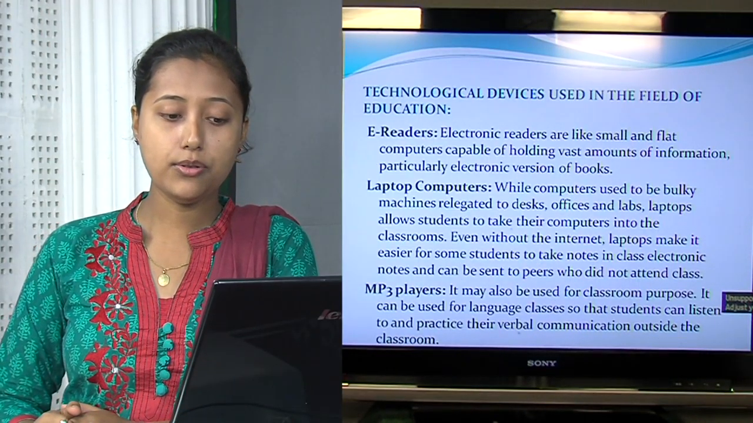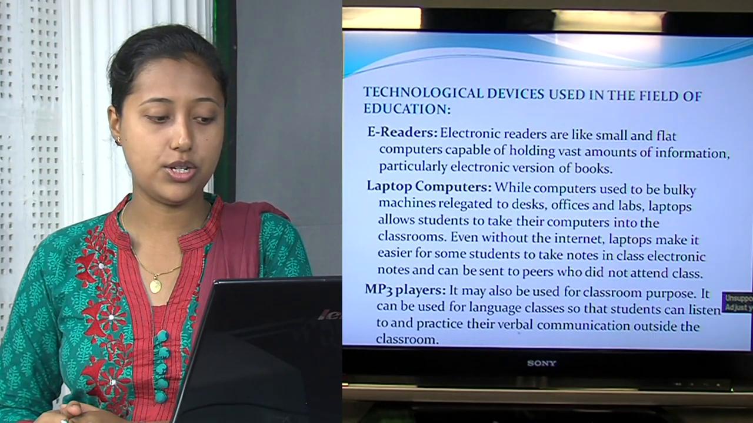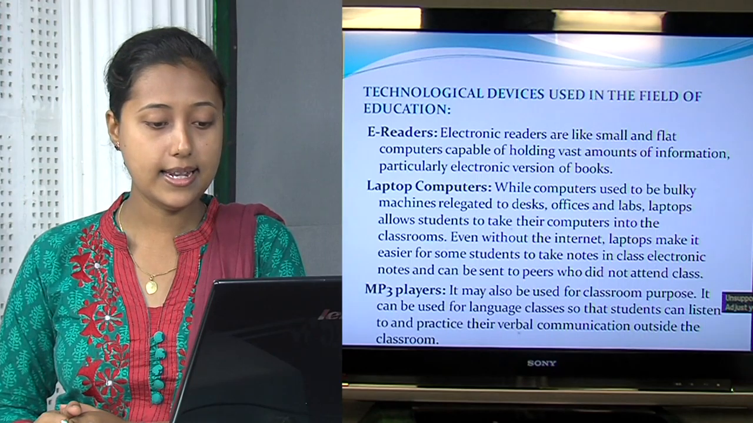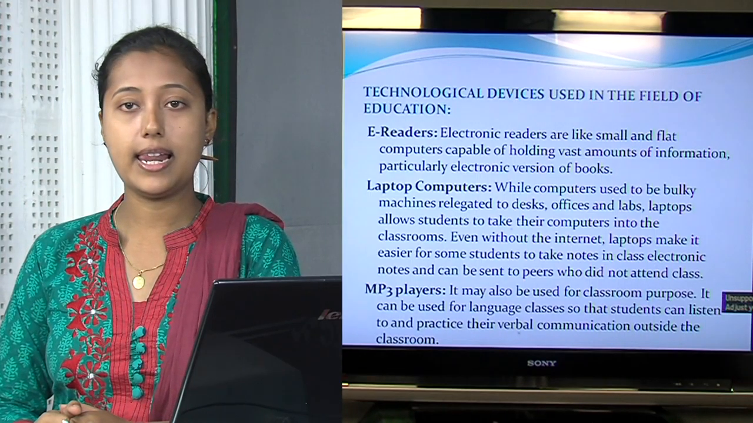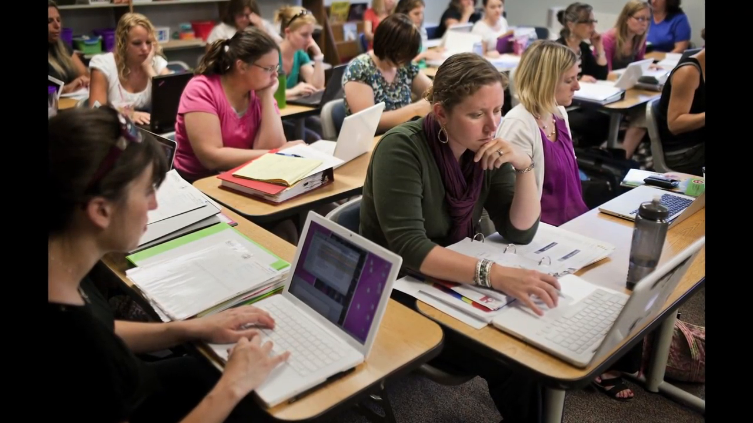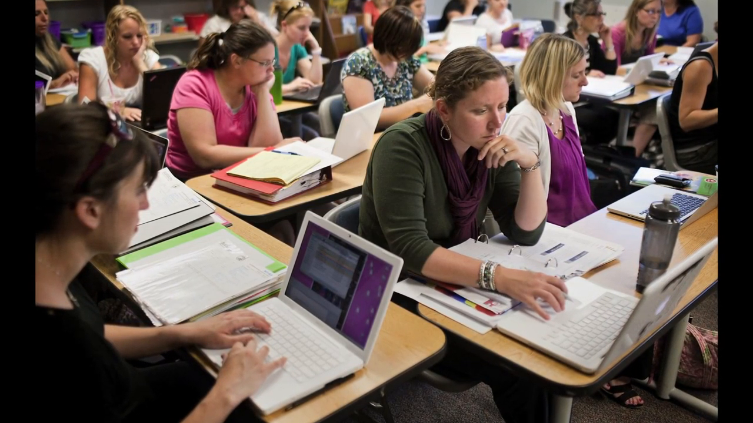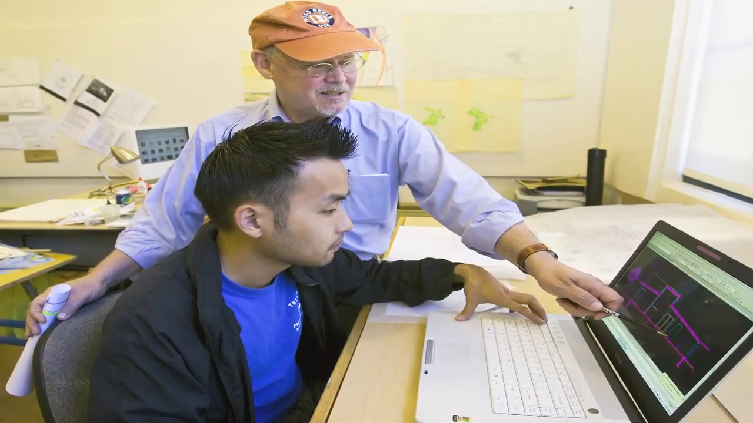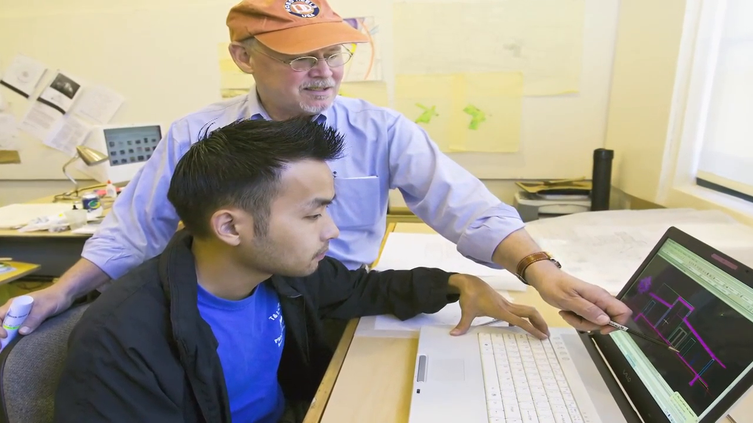While computers used to be bulky machines relegated to desks, offices and labs, laptops allow students to take their computers into the classrooms. Even without the internet, laptops make it easier for some students to take electronic notes in class, and these can be sent to peers who did not attend class.